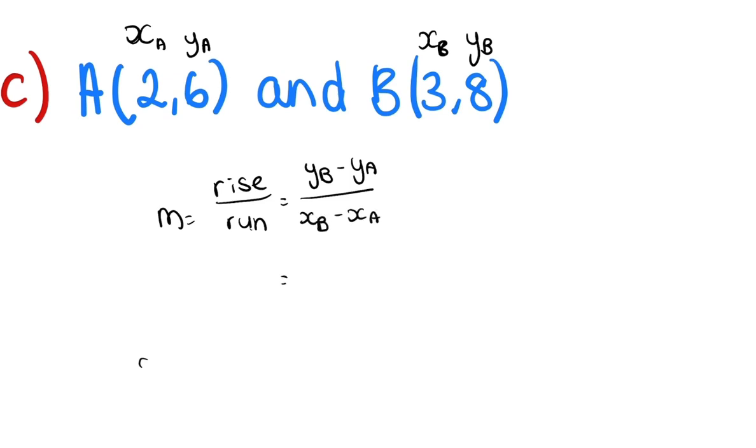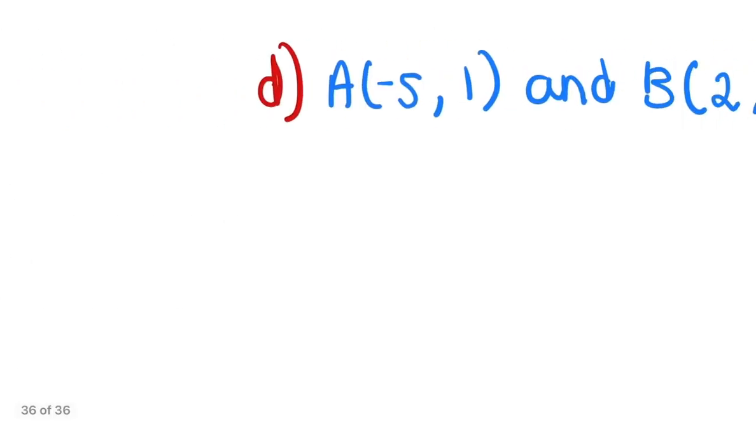And what we do is we substitute those numbers in. So we're going to have 8 take away 6 over 3 take away 2. So 8 take away 6 gives me 2, 3 take away 2 gives me 1, so 2 divided by 1 gives me 2. And you could check this by drawing it on a graph, but that's going to be accurate. Because if I've gone up by 2 and only gone across by 1, that's about right.